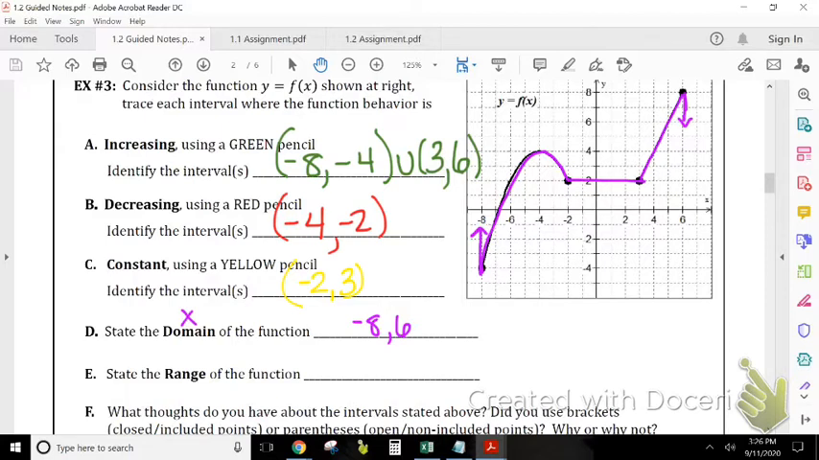Then ask yourself, is the -8 included? Well, look at its circle there. Is it open or closed? It's closed, which means it's equal to, which means it's included. Same thing with x is 6. Look at that circle. It's also closed, which means x is included. So those endpoints were included, so we used a bracket.